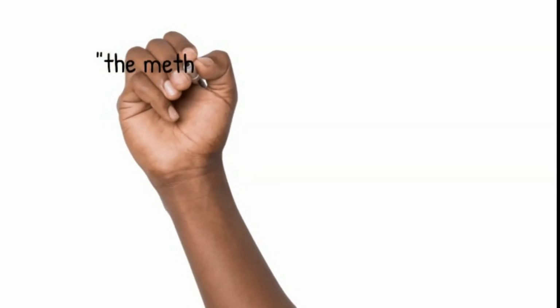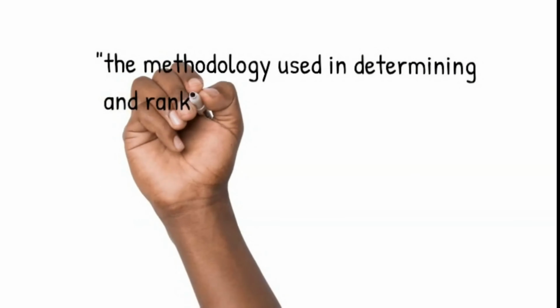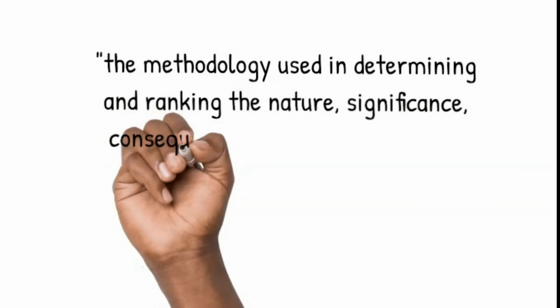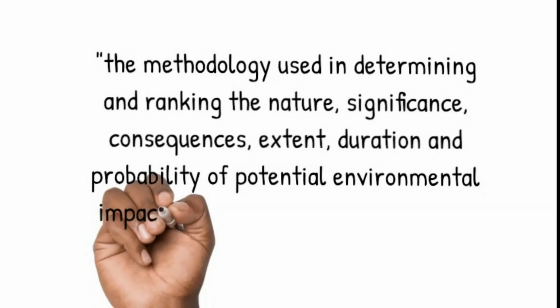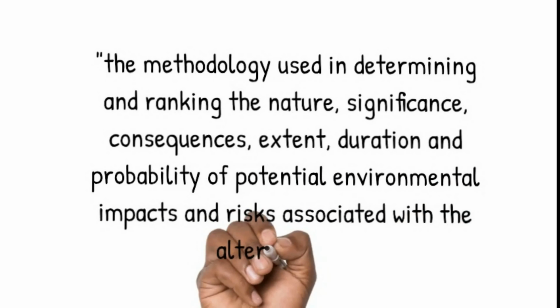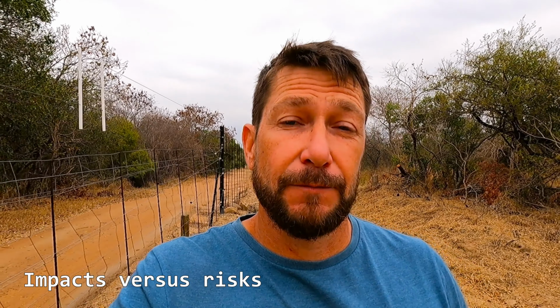And that is why Appendix 1, Section 3(1)(h)(vi) of the EIA regulations requires that the environmental assessment practitioner describes the methodology used in determining and ranking the nature, significance, consequences, extent, duration, and probability of potential environmental impacts and risks associated with the alternatives. Before I proceed further, I just want to touch on these two terms, impacts versus risks. Until we are told otherwise by the department, we assess impacts and risks using the same methodology.